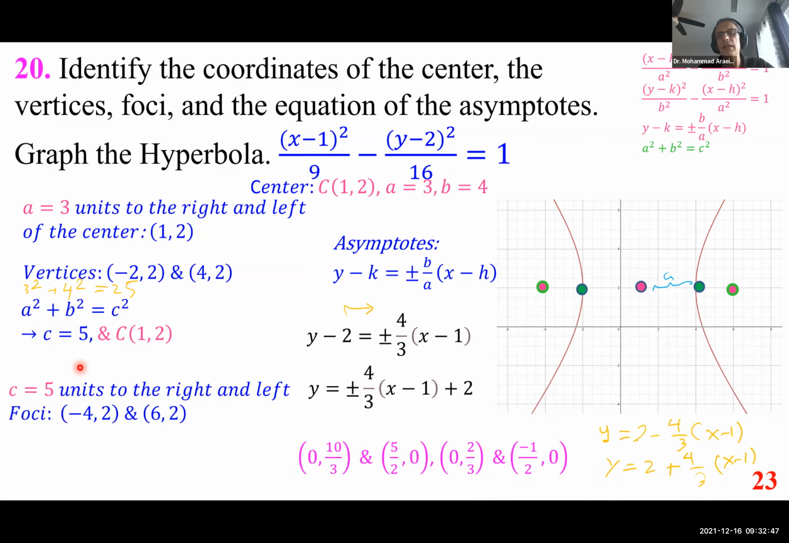And here's the graph. Let's throw in the asymptotes, and as always in dashed format.